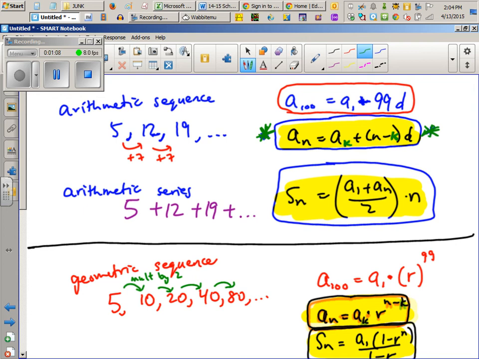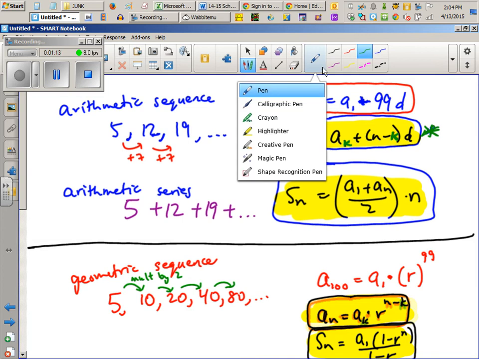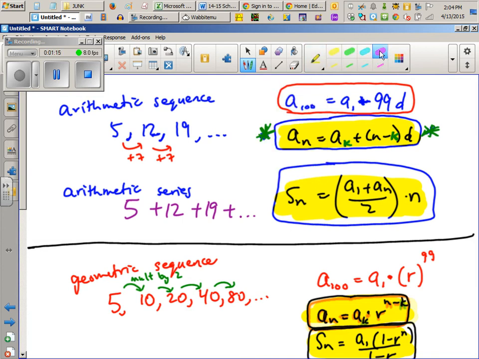What does the word series mean? Series means you're not going to be using the commas. Instead of listing, you're going to be adding, so you're going to be putting in pluses. That's what we call a series. The only difference between a sequence and a series is that a series is added up. So 5 plus 12 plus 19, etc.